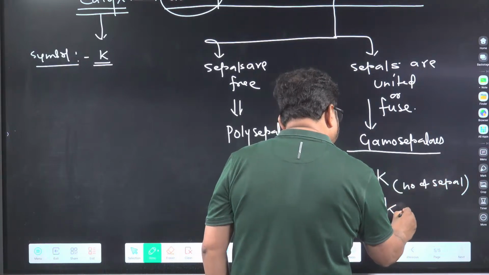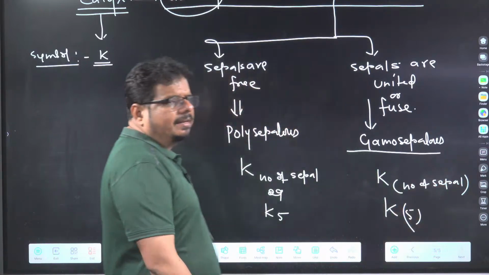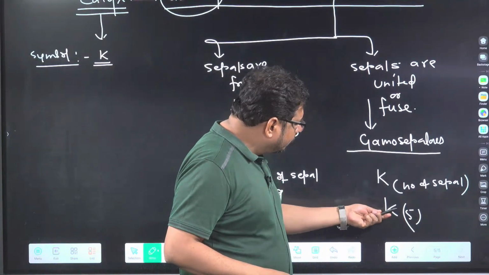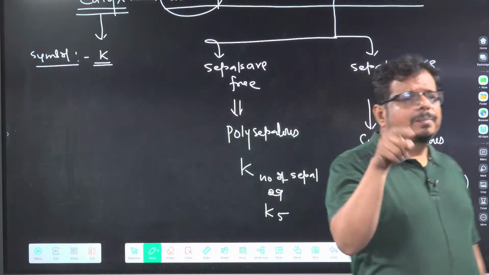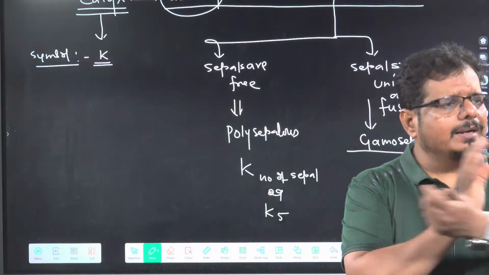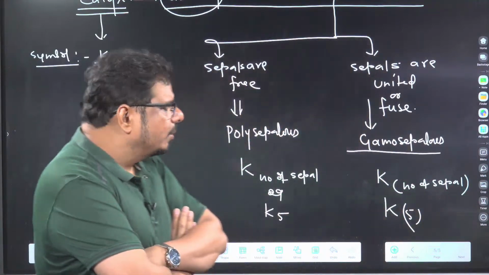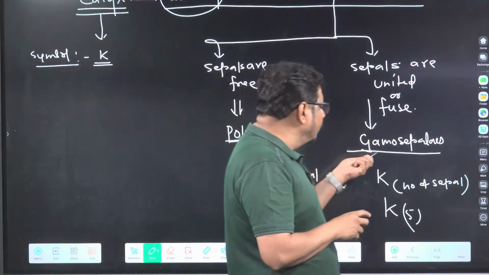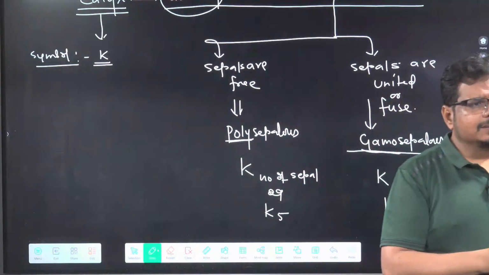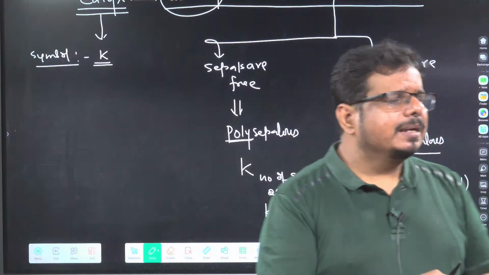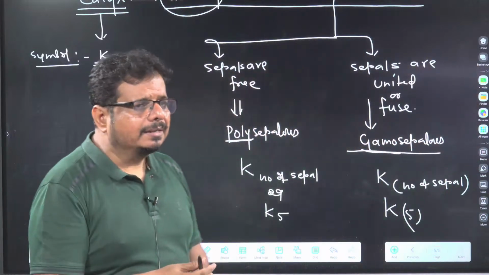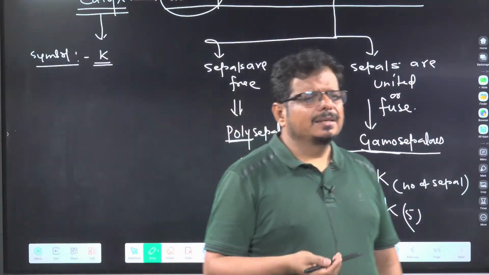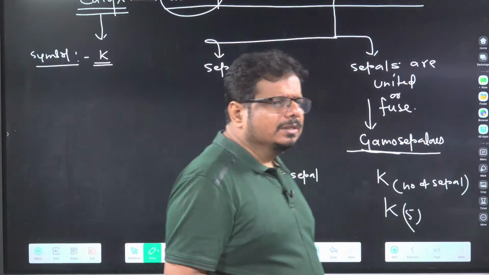An example, K5, under the bracket I am writing. It is fused, 5 fused sepals. So under the bracket means fused. Not under the bracket means free. So we use the word poly when they are free, and the word gamo when they are fused. Sepalous means we are talking about sepal. Clear? Understanding the idea? So sepal performs two functions, either protection or photosynthesis.